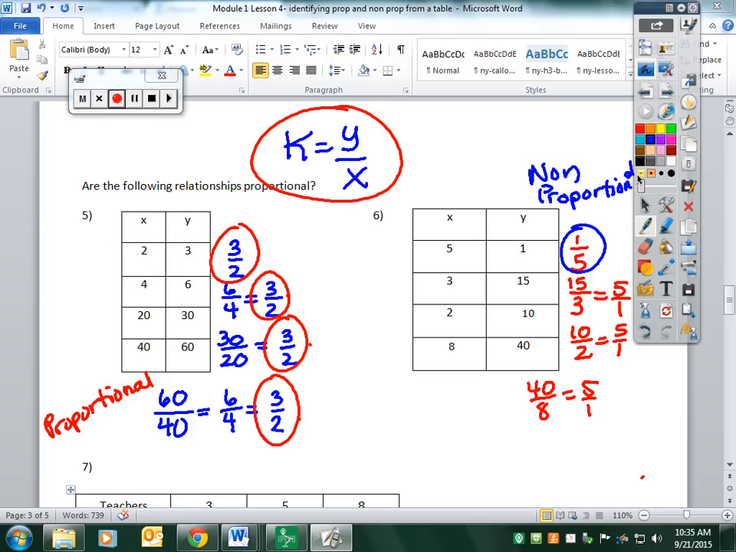Non-proportional, sorry guys. And if it's a non-proportional relationship, then there is no constant of proportionality here, so we can't say what that k is. This is a non-proportional graph on the right. The left-hand one, number 5, is a proportional relationship.